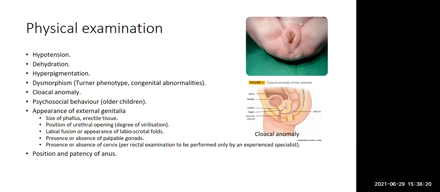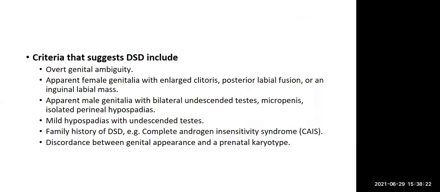Okay, next is the criteria that may suggest DST, which is obvious genital ambiguity, apparent female genitalia with enlarged clitoris, apparent male genitalia with undescended testes or micropenis, hypospadias, or family history of DST, and also discordance between the genital appearance and the prenatal karyotype, which means genetically it is male but the appearance is female, for example. Okay, so for the investigation, next.